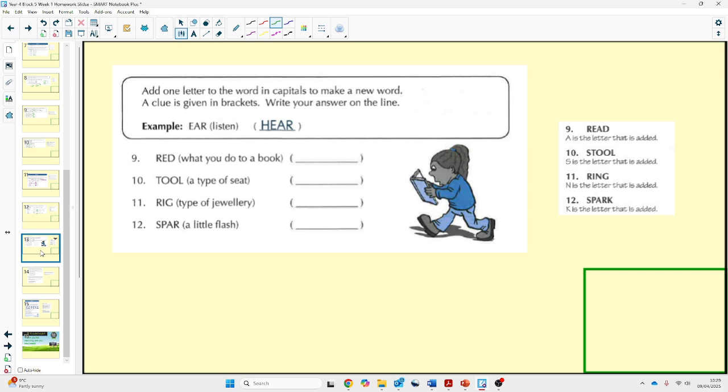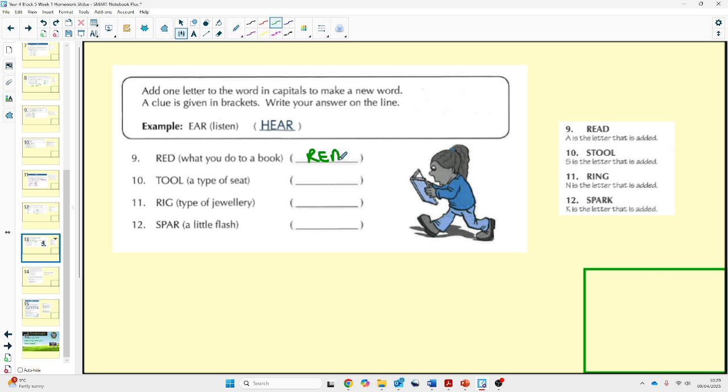On these questions, we need to add 1 letter to the word in capitals to make a new word, and there's a clue in brackets. So you might remember in the earlier ones we had to remove a letter. On this one, we're very much thinking about adding 1 letter. So number 9, what you do to a book? Well, of course you read a book. So we've got the word read.